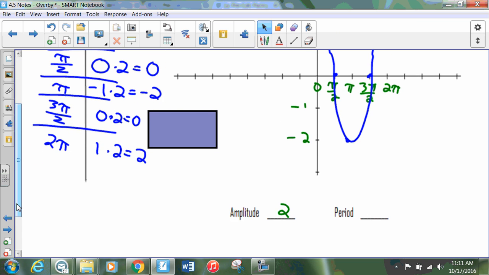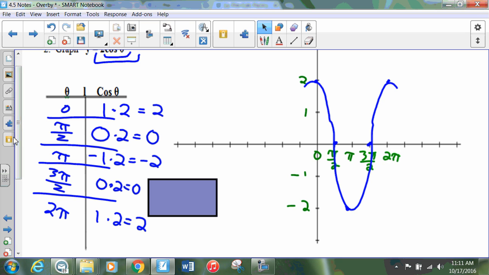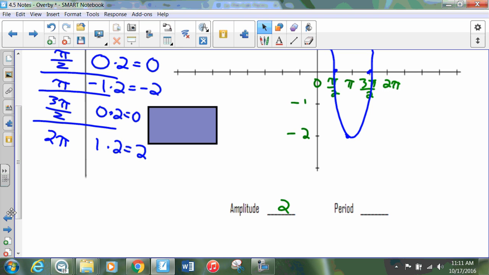Okay, and then our period, we complete a full cycle going from 0 to 2 pi. So we complete a full cycle, 2 pi, and that's our period.